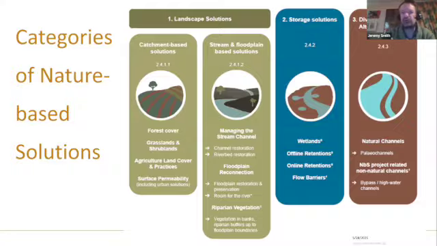Then you can also see we've got solutions within that storage space and that kind of diversion space. So putting in wetlands or retention areas, and then in the kind of diversion, looking at restoring what we call paleo channels.